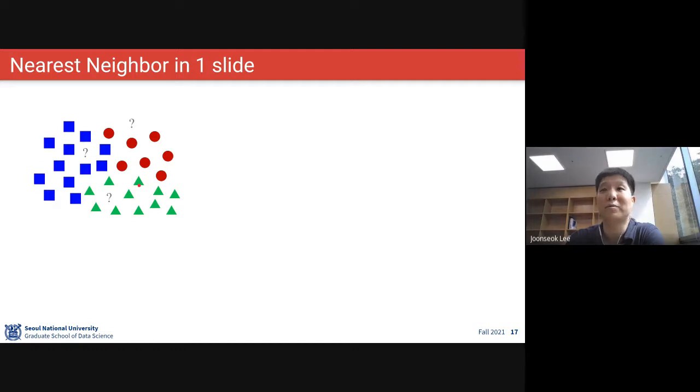Let's call on Park Soyeon. Which class do you expect this unseen image belongs to? The red one, the red circle. And what about this? The blue square. And what about this? The green. Yes. Good job. Thanks.